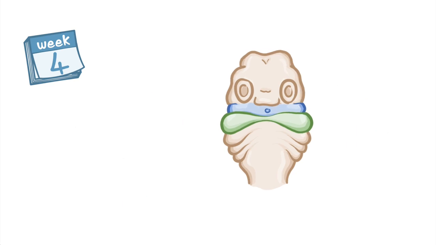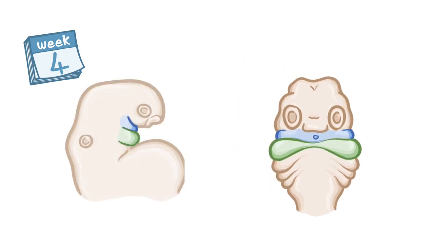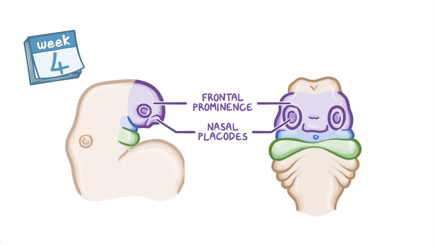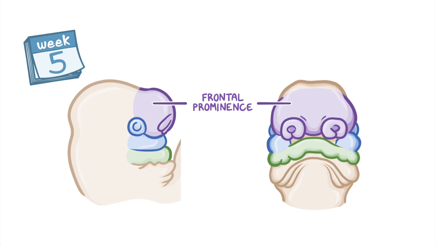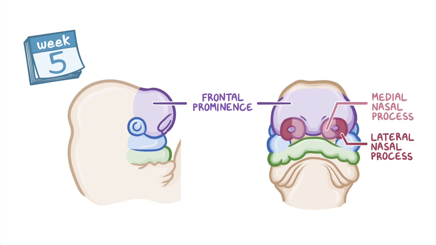Now, development of the face begins in week 4, when 2 patches of ectoderm on the frontal prominence start to proliferate, forming 2 thickenings known as the nasal placodes. During week 5, the mesodermal cells surrounding each nasal placode proliferate rapidly to form a horseshoe-shaped swelling. The inner half is called the medial nasal process, and the outer half the lateral nasal process.